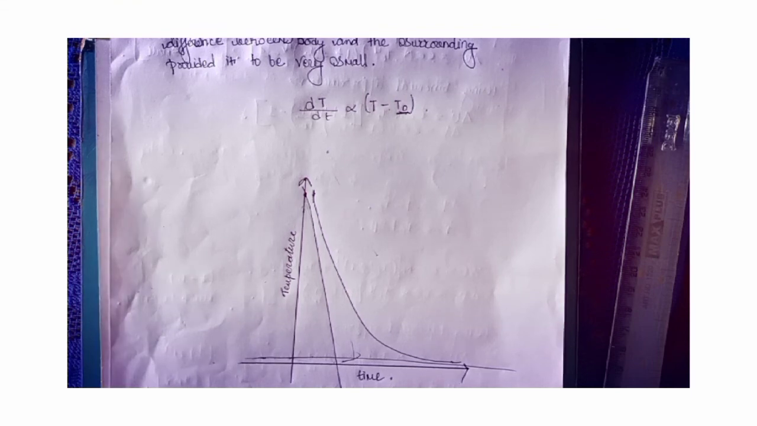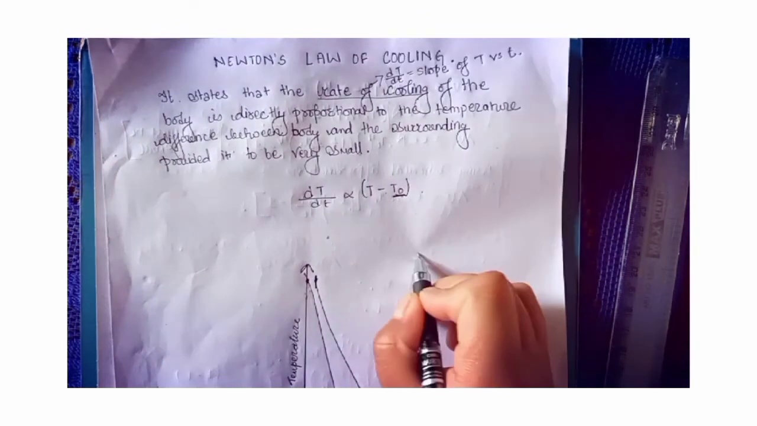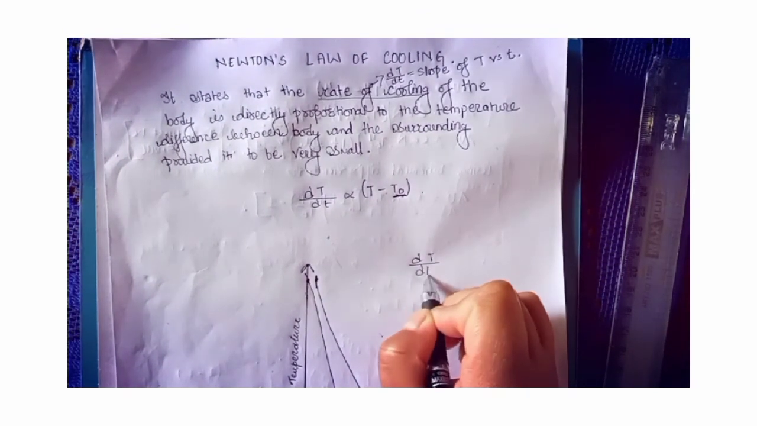If the temperature of the object becomes equal to the surrounding, then the rate of change of temperature will be 0. dT upon dt will be 0 only when the temperature of the object becomes equal to the surrounding temperature.